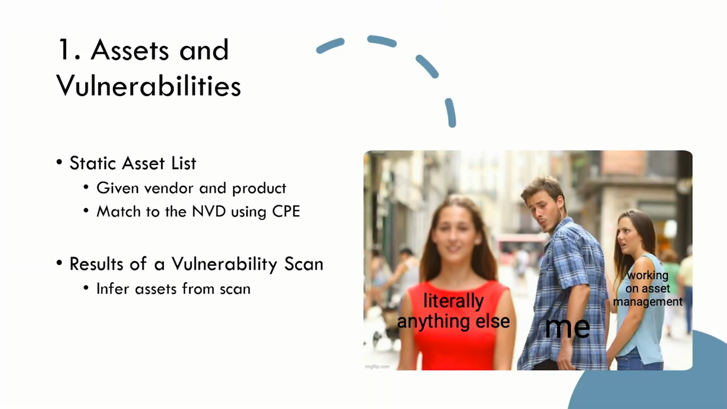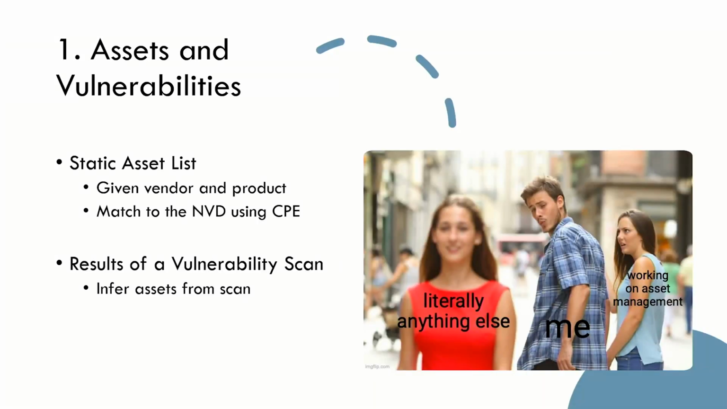But we can do quite a lot with a static asset list in the SIP space. I mean, you're going to have at least something, right, that you give to NERC when they come knocking on the door. Given the vendor and product, we can do really quite a good match with the CPE field in the NVD, even given its limitations, and believe me, I am aware of its limitations.